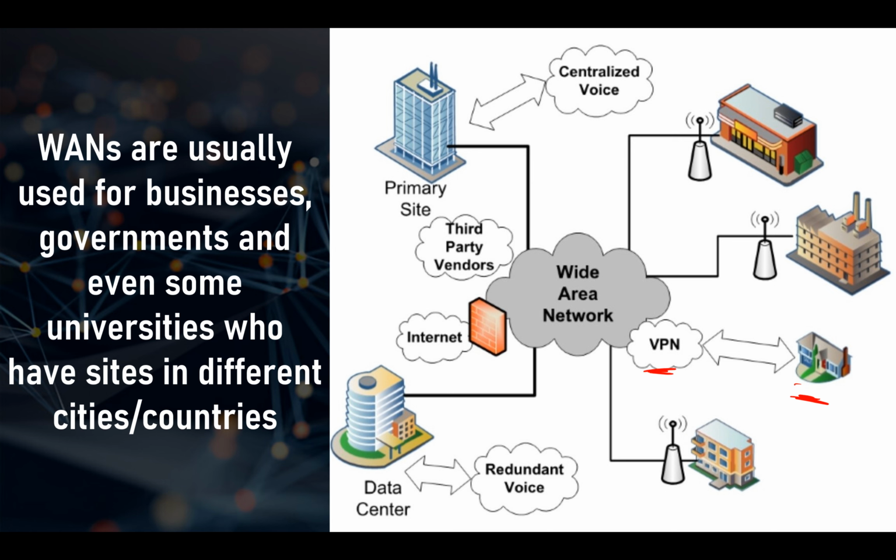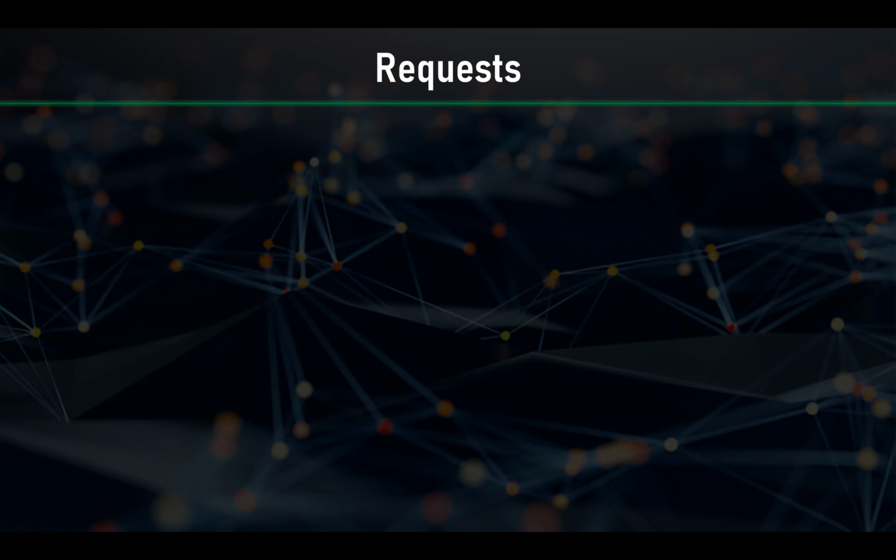They're going to type in their username and password, then they'll be able to access all of the company files, the company emails, the company database, etc. If we look here, we've got different locations, like a factory, maybe a restaurant, the data center, the primary site, maybe the office. And here, they're saying the WAN is also, of course, connected to the internet.